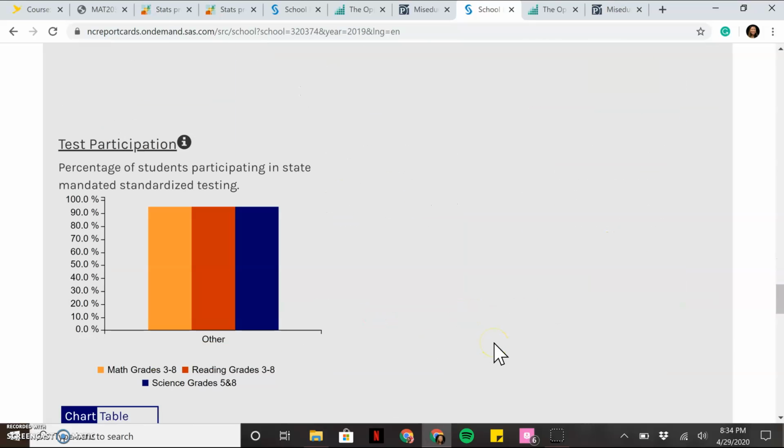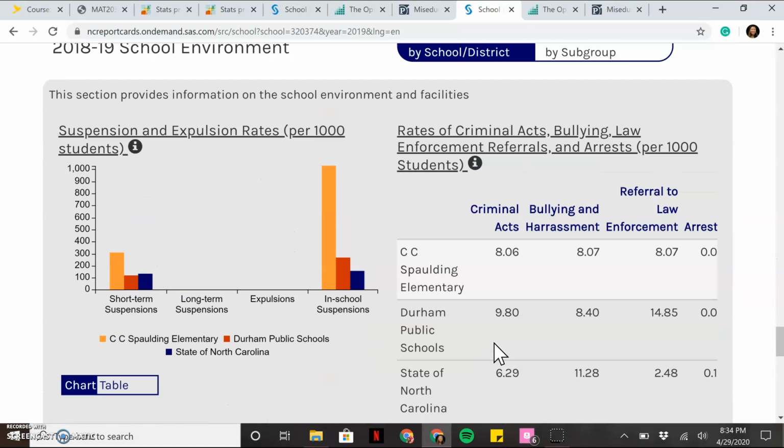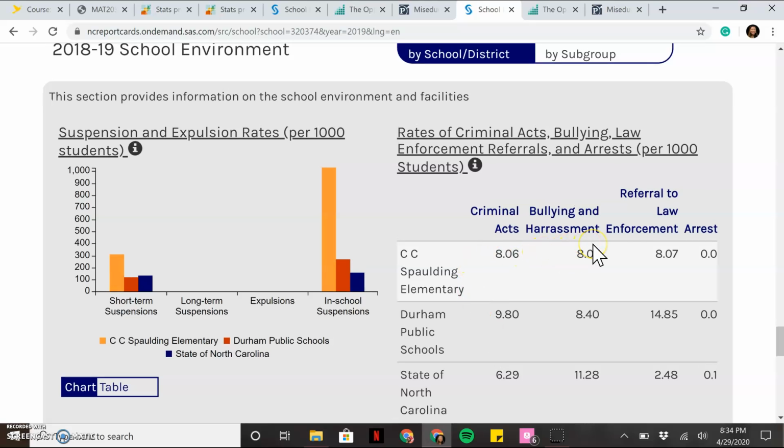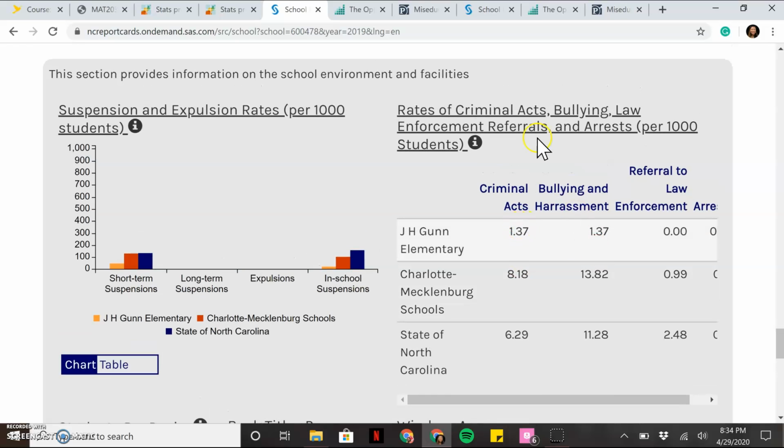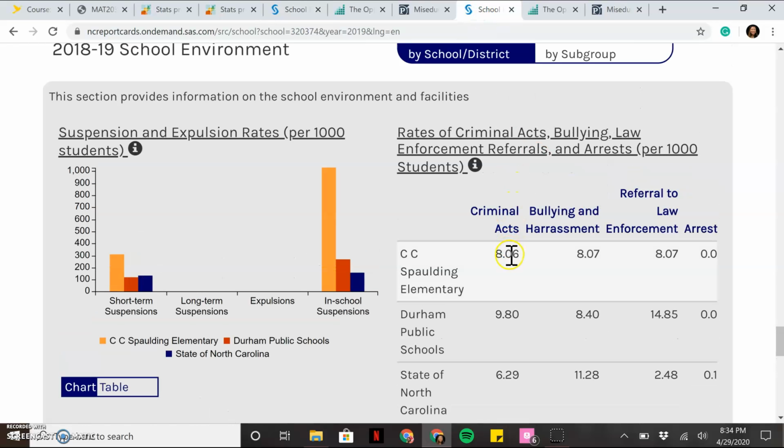And going down here to the criminal, the bullying and harassment, and the law enforcement, it didn't shock me. It's not like these numbers are high by any means, but in regards to comparing them to this school, which had a 1, and then you come here and you see 8, it's a little shocking. But that's just one of my observations.